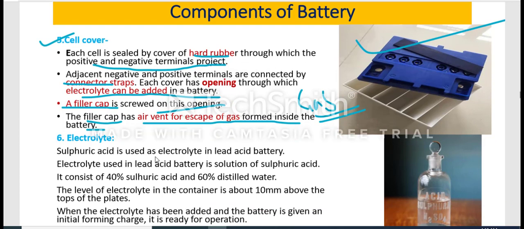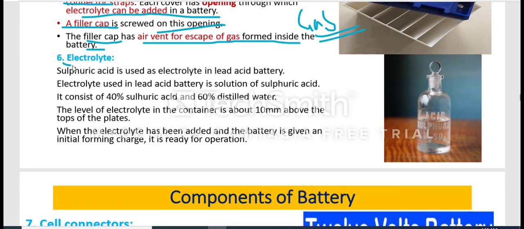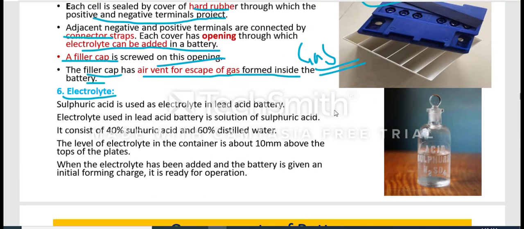The next component is the electrolyte. Electrolyte is filled in the compartment or cell of the lead acid battery. Sulfuric acid is used as the electrolyte in a lead acid battery. The electrolyte used in a lead acid battery is a solution of sulfuric acid. It consists of 40% sulfuric acid and 60% distilled water. So remember these 2 points: 40% H2SO4 and 60% water.